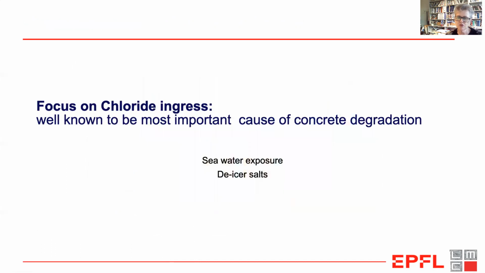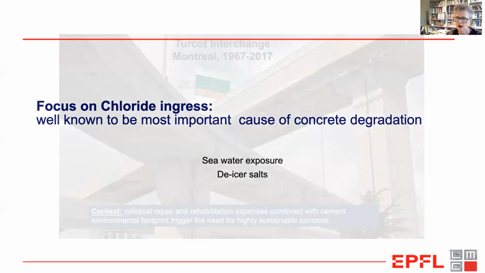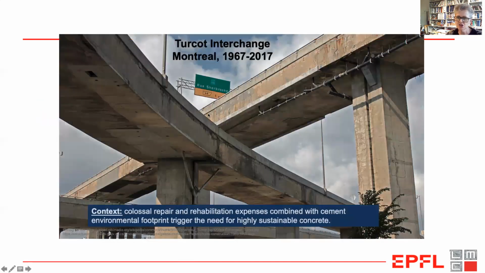And we decided to focus on chloride ingress because this is well known to be the most important cause of concrete degradation. A good example here is this motorway interchange in Montreal, where you can see quite heavy amounts of corrosion due to the penetration of de-icing salts.